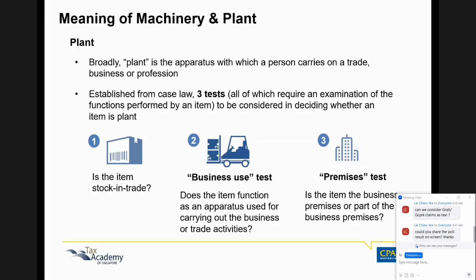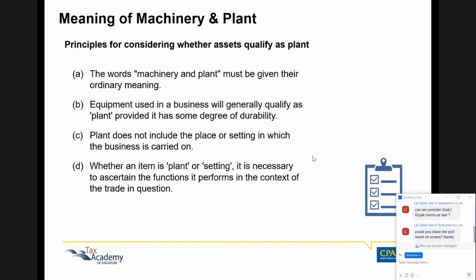Broadly, plant is the apparatus in which a person carries on a trade, business, or profession. Based on case law, we have 3 tests that we can use to decide whether the item is a plant. Firstly, a plant cannot be stock in trade. Then, does the item function as an apparatus that is used for carrying out the business or trade activity? Then we also have the premises test: is the item the business premises or part of the business premises? If it's part of the business premises, then it's not a plant per se.